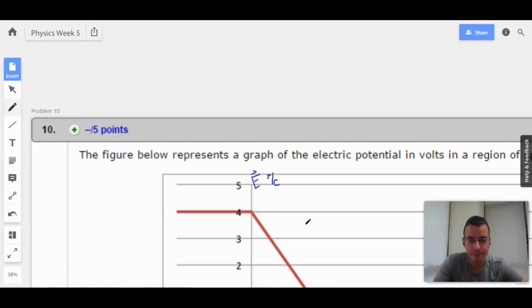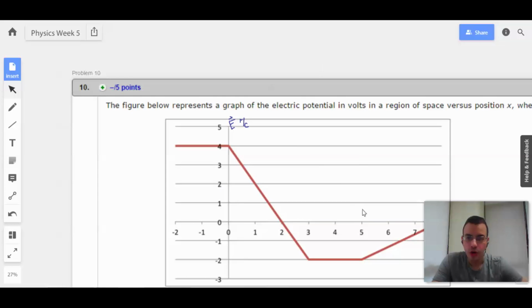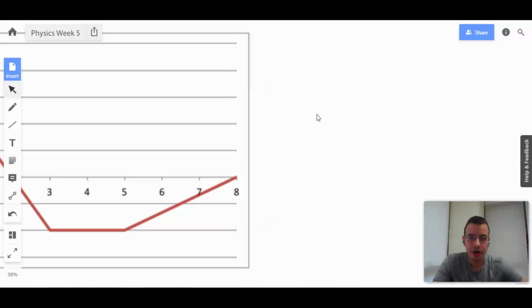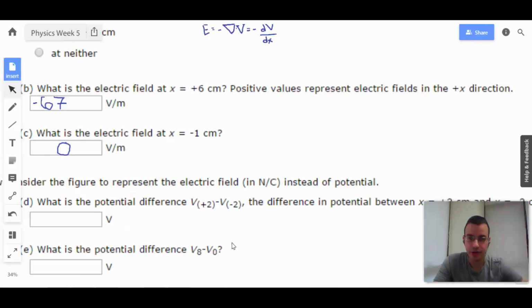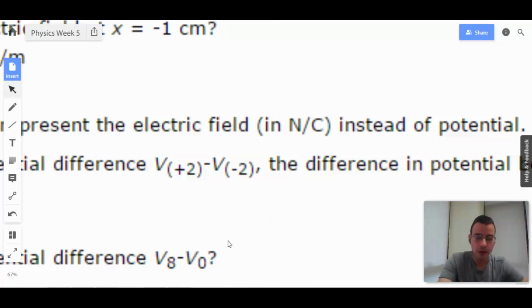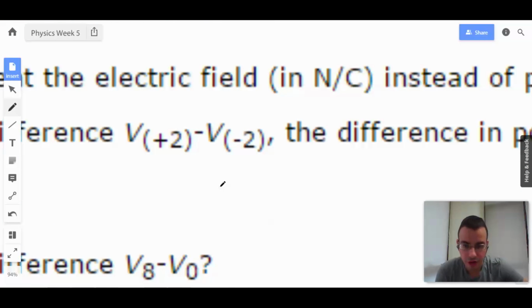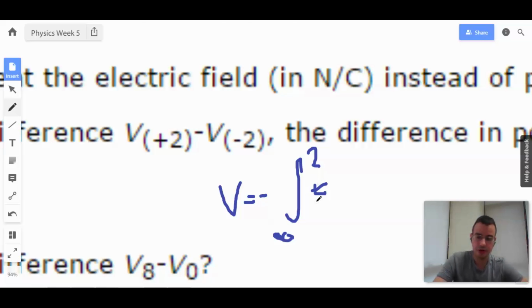Okay, so I'm going to write up our formula. Actually, I'm going to start by writing the formula down here. The definition of voltage is bringing a test charge from infinity to a point. So this is going to be infinity to 2 through an electric field.